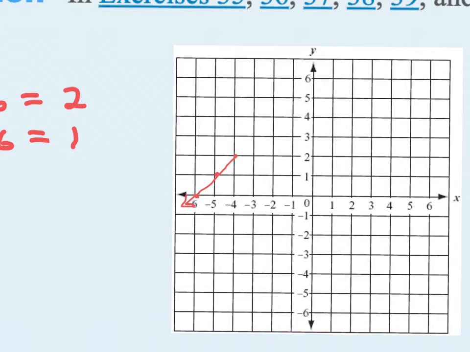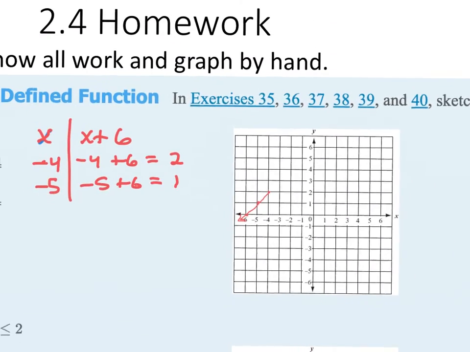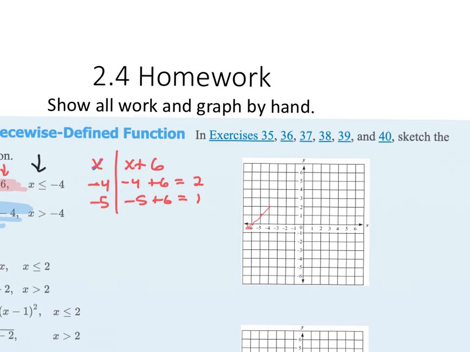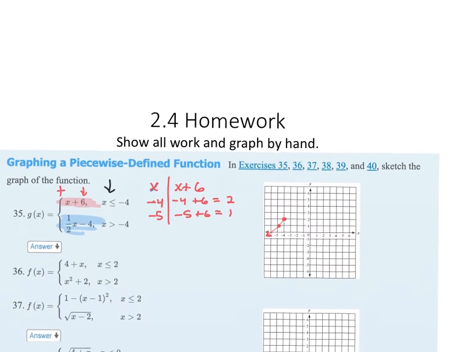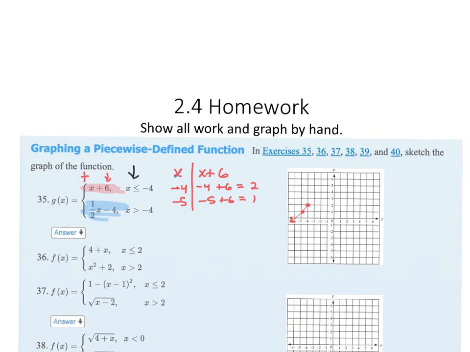Now, if I would have graphed the points that I found when I just plugged them in, notice it was the ordered pair -4, 2, and -5, 1. And I got the same type of graph. Let me go ahead and do the next one. And again, I could use my y equals mx plus b. I could also come over here and make a table.